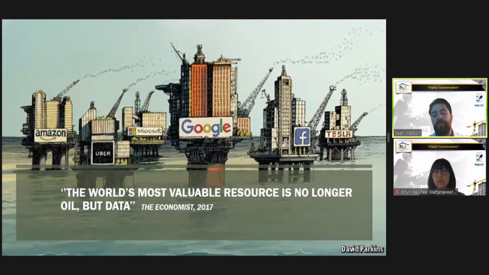So I'm sure we've all seen this. It's a pretty old graphic now, but it's important to reiterate that the world's most valuable resource is no longer oil, but data or information. Okay, information is starting to be perceived to have a bigger value now.